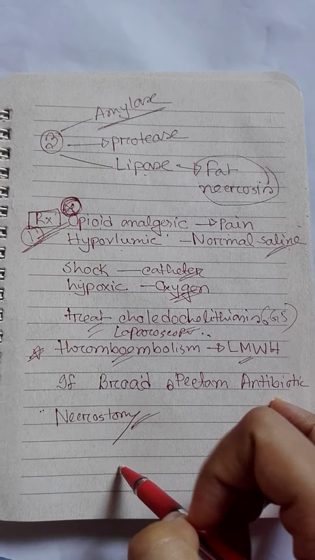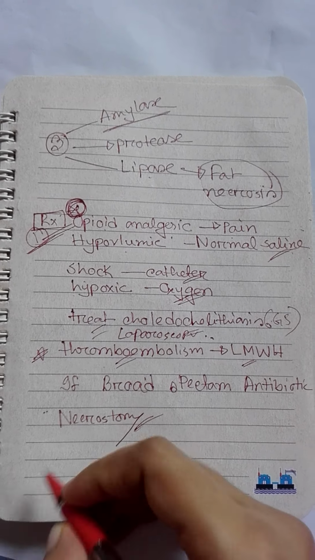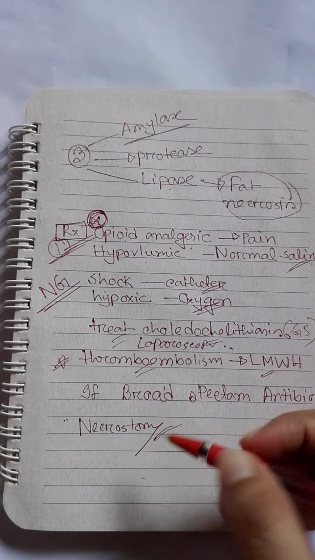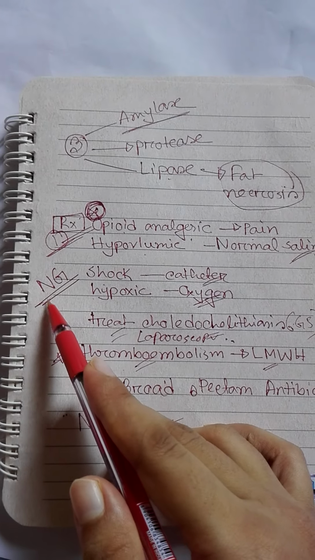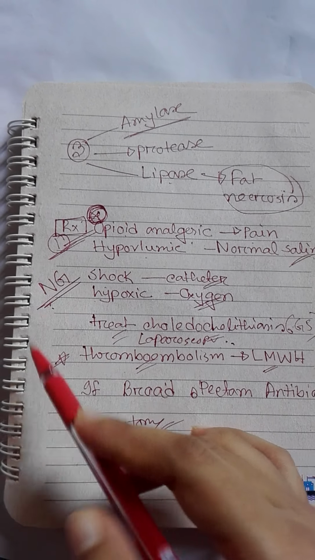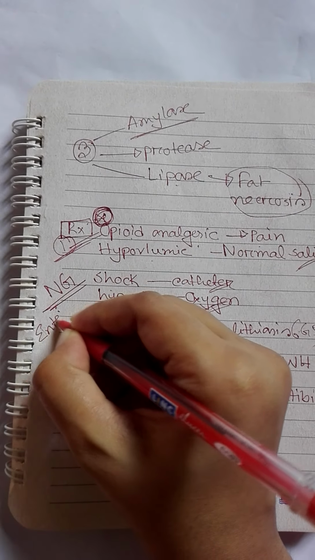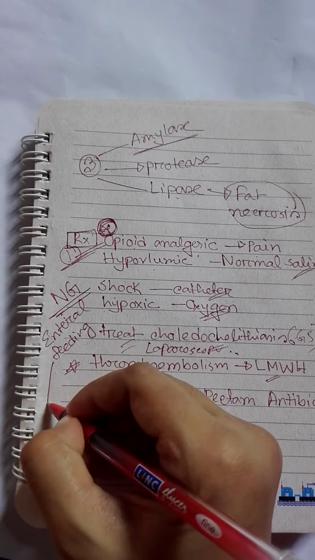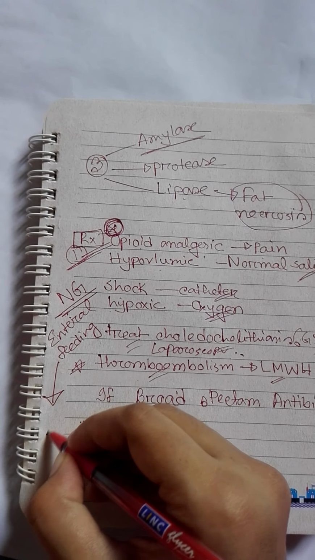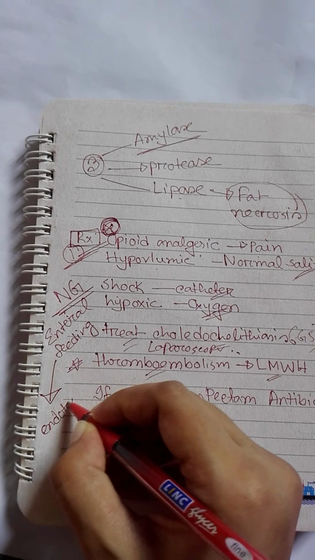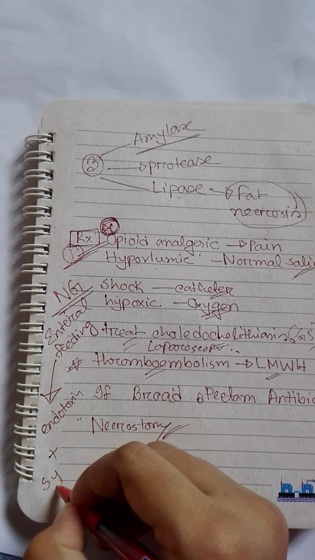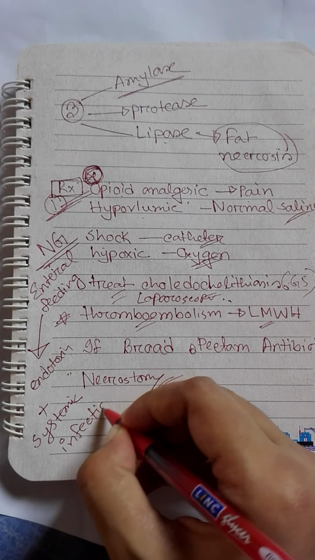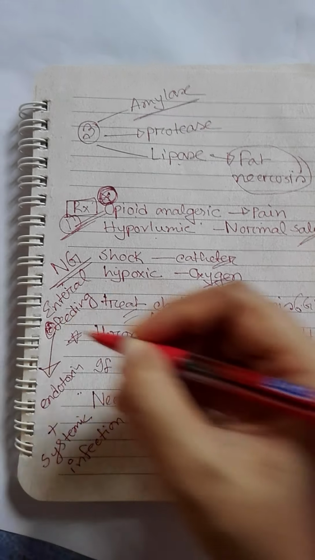Then if the patient cannot eat, a nasogastric tube should be introduced. But if the patient can eat, then enteral feeding should be started, because enteral feeding prevents endotoxin and systemic infection. So enteral feeding is preferred.